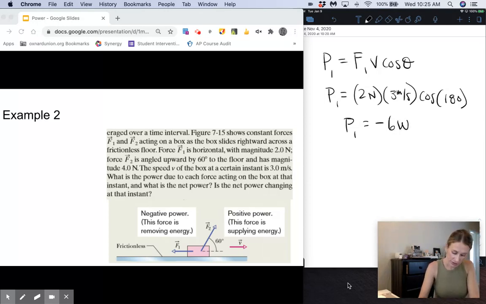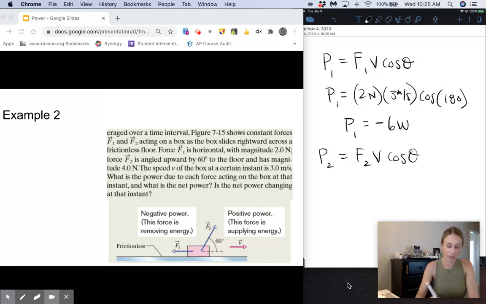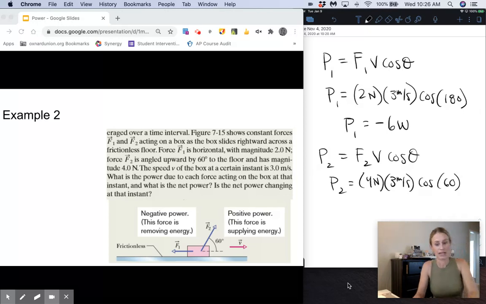Now, same thing with force 2. Power from force 2 is equal to force 2 times velocity times the cosine of that angle. So power from force 2 is equal to force 2, which was 4 newtons, times velocity, 3 meters per second, times the cosine of 60 degrees, because 60 degrees is the angle between force 2 and velocity. So we get 4 times 3 times cosine of 60, and that ends up being a positive 6. So power from force 2 is positive 6 watts.